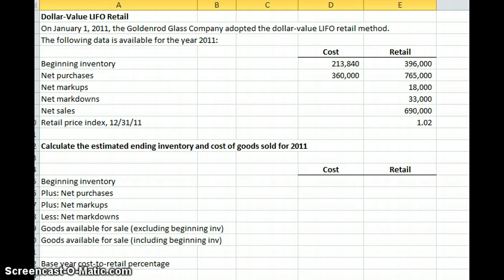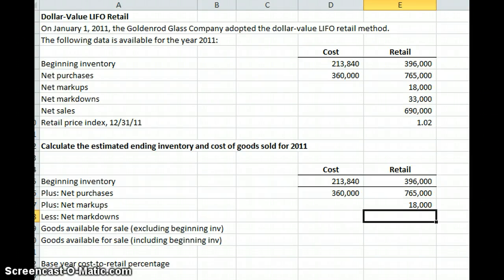So under our LIFO dollar value retail method, we are going to start with our beginning inventory. So we're going to have $213,840. This is going to be our base, and our retail is $396,000. Okay, so next then we're going to do our net purchases. So we had net cost purchases of $360,000, and we had $765,000 of net purchase on retail. Our net markups were $18,000. Our net markdowns were $33,000. So we're going to subtract that out.